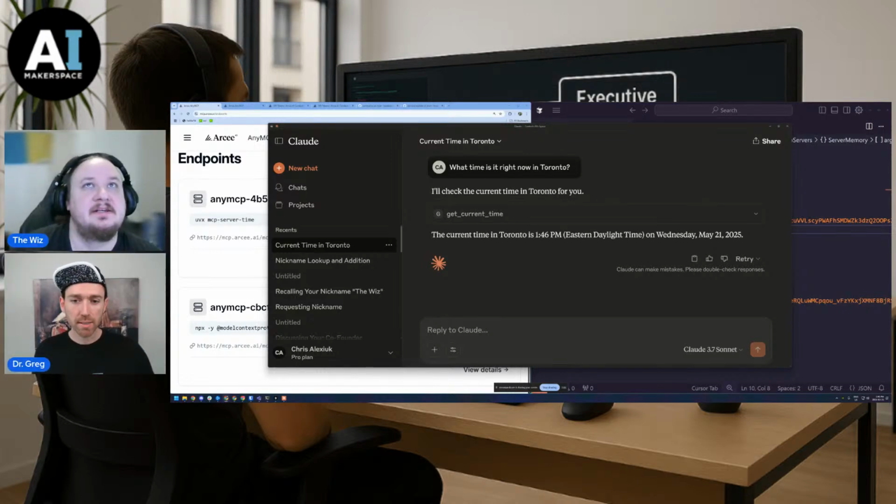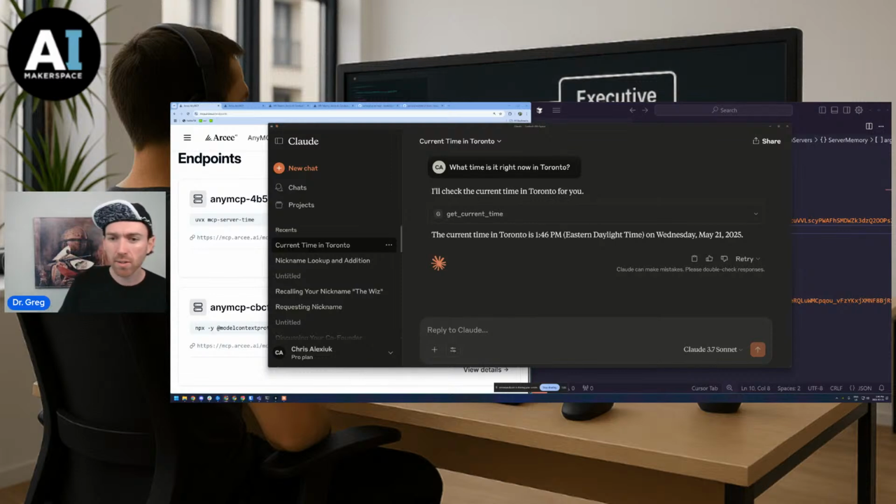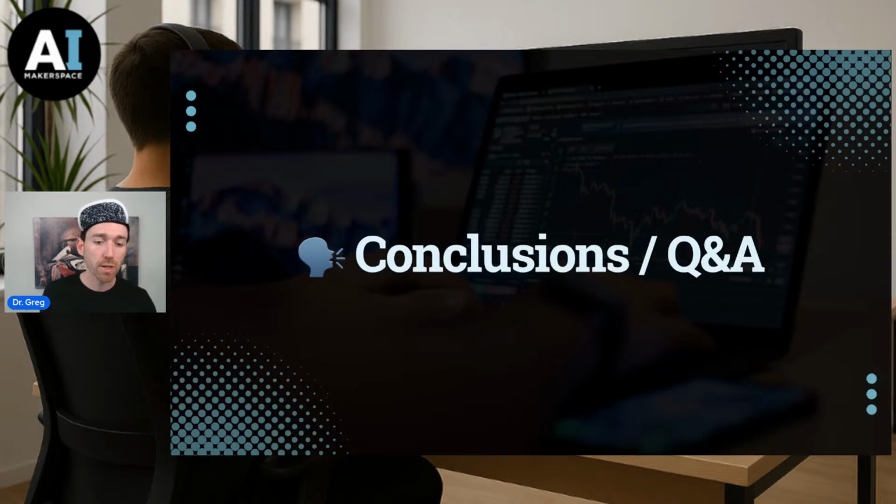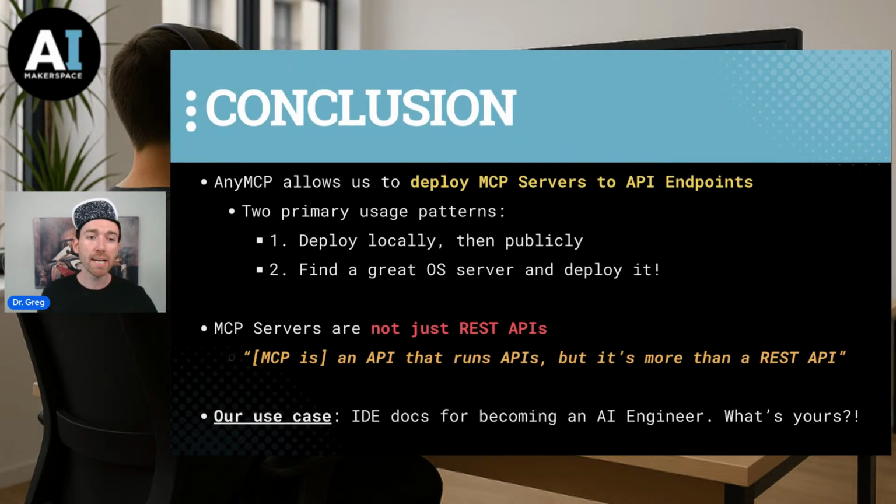All right. Thanks, Wiz. And we're going to go ahead and wrap up after we switch the screen over here. In conclusion today, we'll talk a little bit about use cases with the team here and then take your questions from the audience. We saw that AnyMCP allows us to deploy MCP servers to API endpoints. There are two primary patterns we're going to use. We're either going to deploy a server locally, or we'll find a great one, which is the current status of AnyMCP as was just mentioned, and deploy it to an endpoint and expose it for other people, including ourselves, to use.